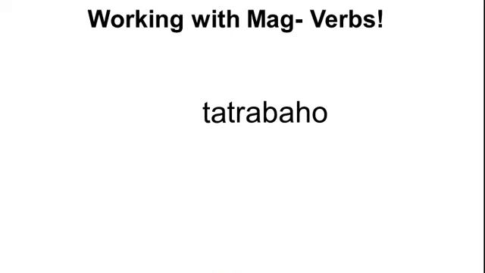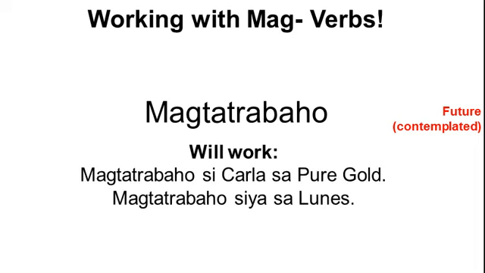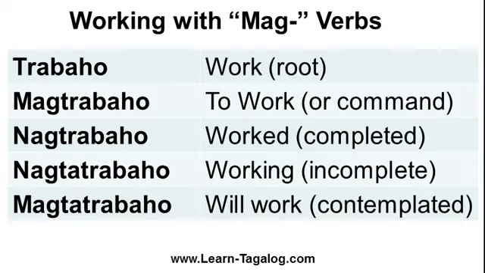And we're going to bring in the future tense, or the contemplated aspect. Tatrabaho is still there. We just throw mag in front of it. Magtatrabaho. Magtatrabaho si Carla sa Pure Gold. Magtatrabaho siya sa Lunes. And then looking at how all this goes together, we have trabaho, magtrabaho, nagtrabaho. And then we work with the two that double up the first syllable. Nagtatrabaho, working, and magtatrabaho, will work. One's present tense and one's future tense.